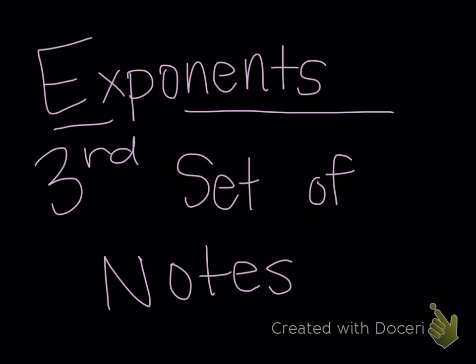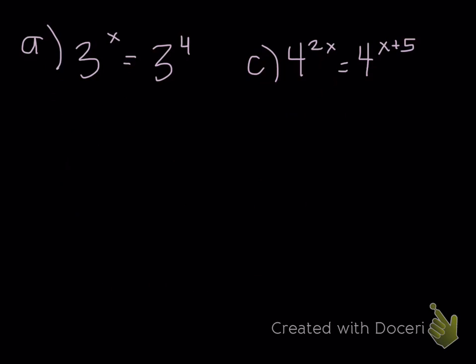Today we're working in the exponent chapter and we're on the third set of notes, which is solving exponential equations. So we're going to start with some real basic ones and then we'll work our difficulty level up. So notice the first one, I have the same base of 3, and once I have the same base, I would just set my exponents equal. So for the first one, x equals 4. Not much work is required.